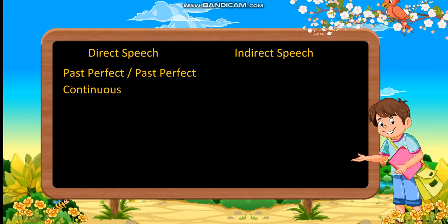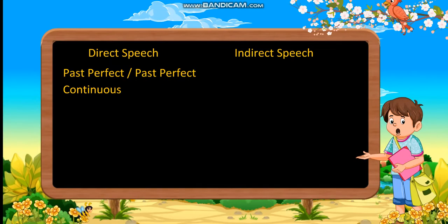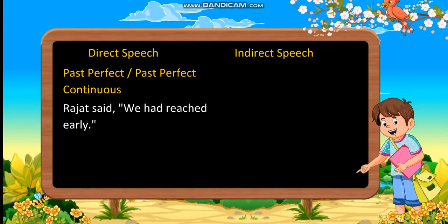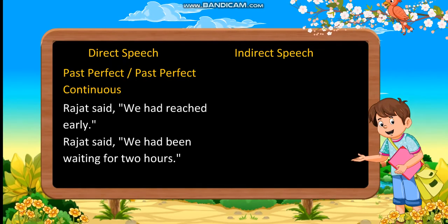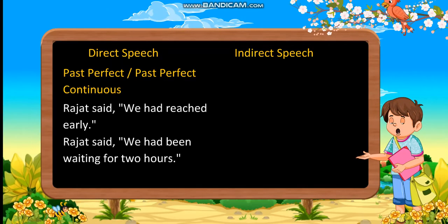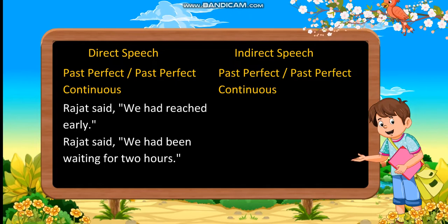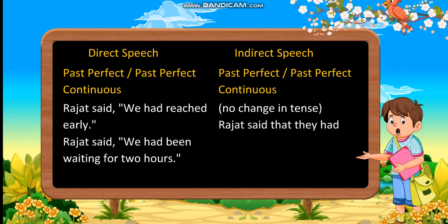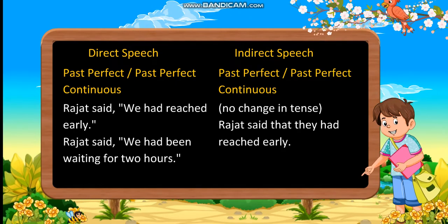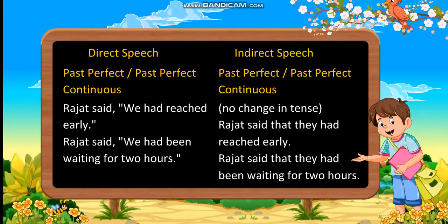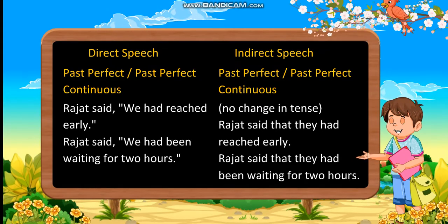Past perfect or past perfect continuous. Rajat said, "We had reached early." Rajat said, "We had been waiting for 2 hours." Past perfect or past perfect continuous. No change in tense. Rajat said that they had reached early. Rajat said that they had been waiting for 2 hours.